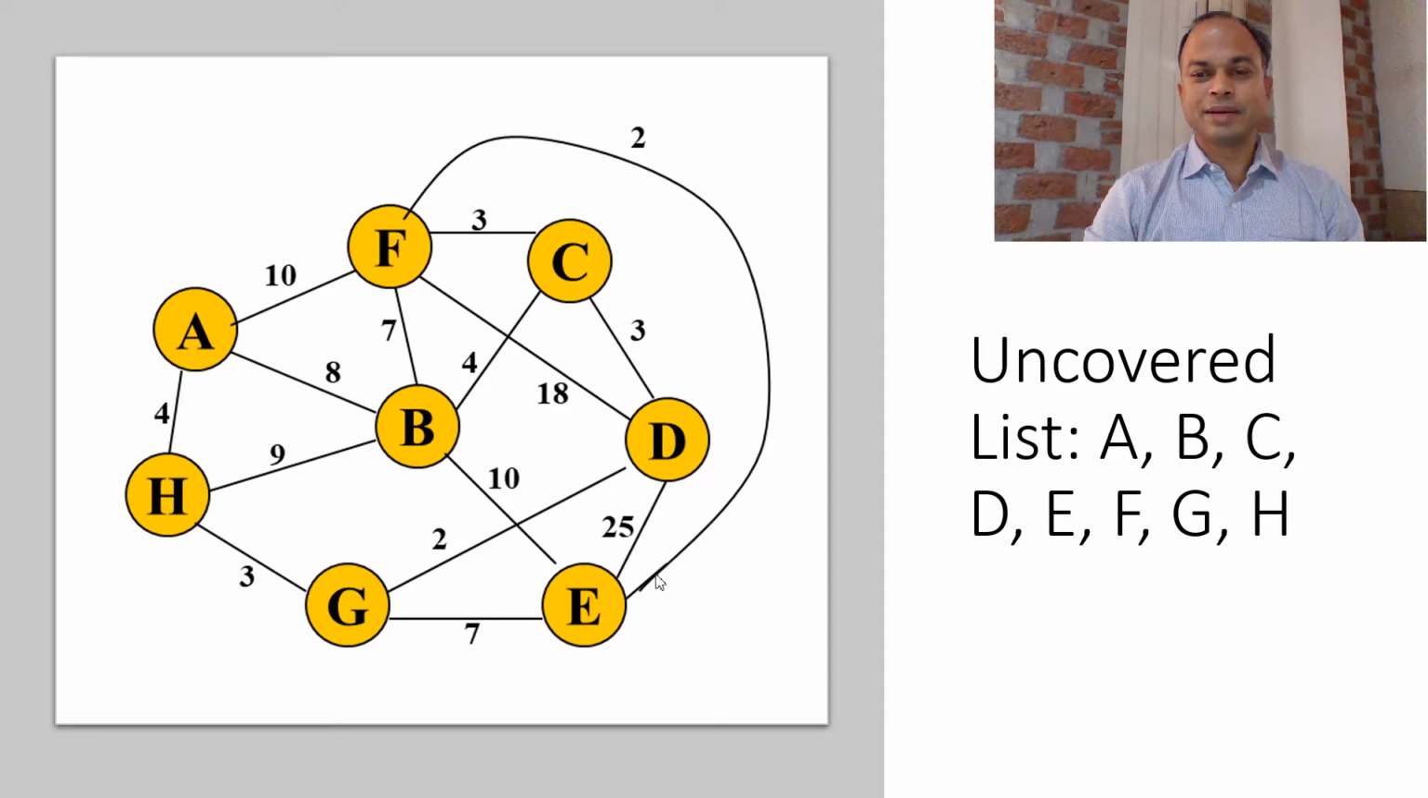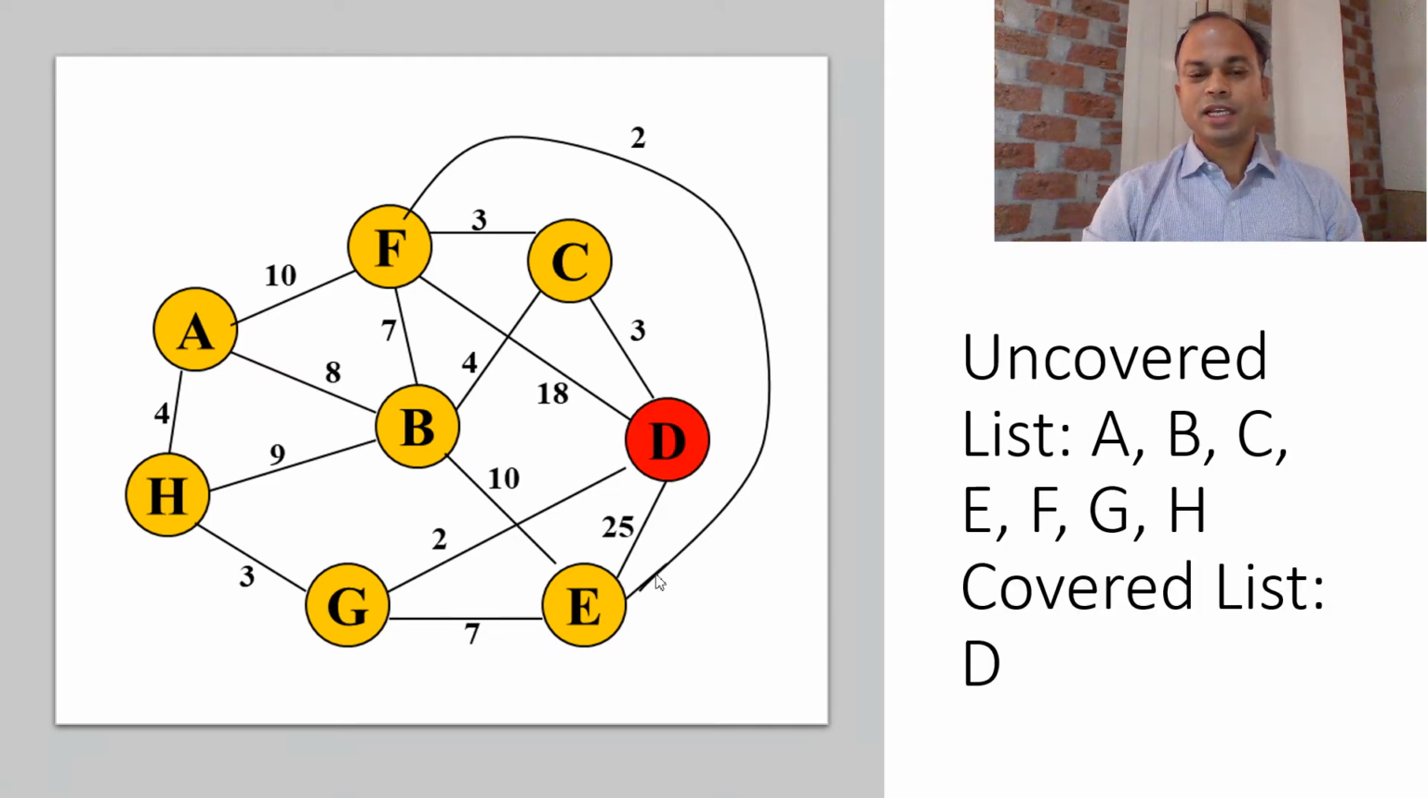If we talk about the example, say this graph is given. In this graph, in total we have 8 vertices. Here no vertex is part of the tree initially. Therefore, all vertices we are taking in the uncovered list. In the next step, we are taking vertex D. We may select any vertex. Initially, the choice is ours. We have taken vertex D. So this vertex D will be part of the covered list and we have removed this vertex from the uncovered list.